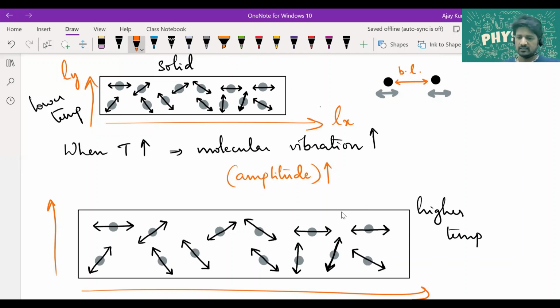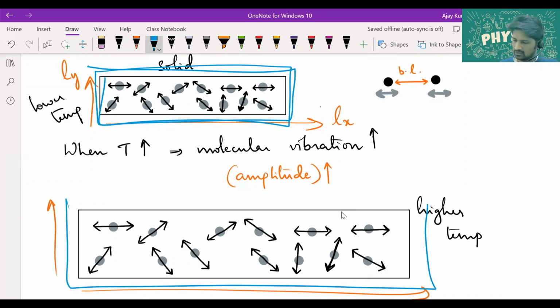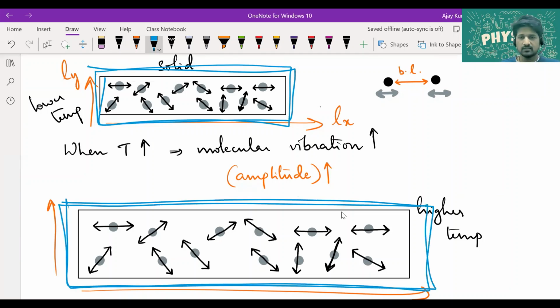You can also say that when looking from this side, it appears as if the area is increasing. Okay, so this is the initial area. This is the final area. So you can say the area is increasing. Obviously, when length and height both increase, the area increases. You can also say volume is increasing, right?